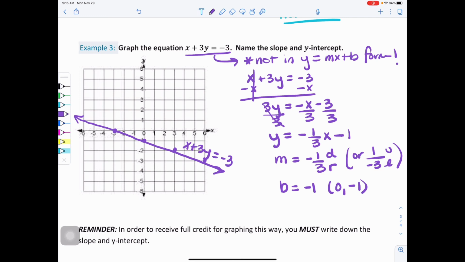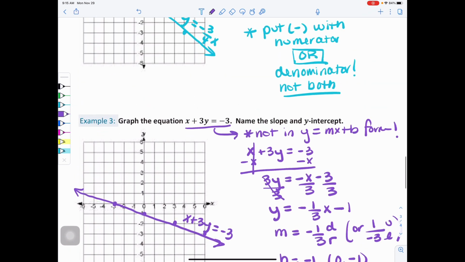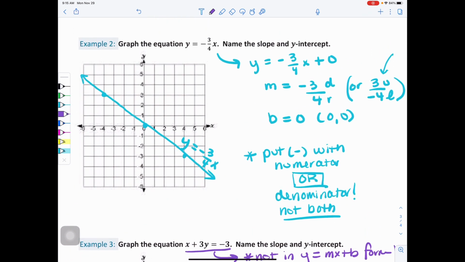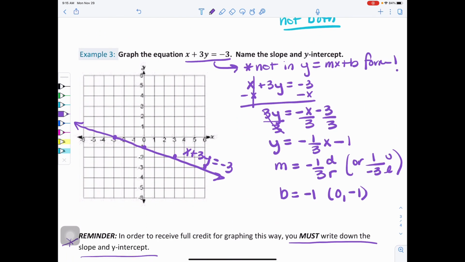So in all of these, I want to point out what we've been doing and what you should do in order to receive full credit for graphing this way. If you want to graph this way, you have to write down the slope and y-intercept. Let's underline that and star it. That's very important. So the only work that's required for equations that are already in the correct form is what m equals and what b equals. The down, right, up, left, all of that is for your use. If the equation is not in y equals mx plus b form, then you should also have work of putting it into that form as we did in example 3.